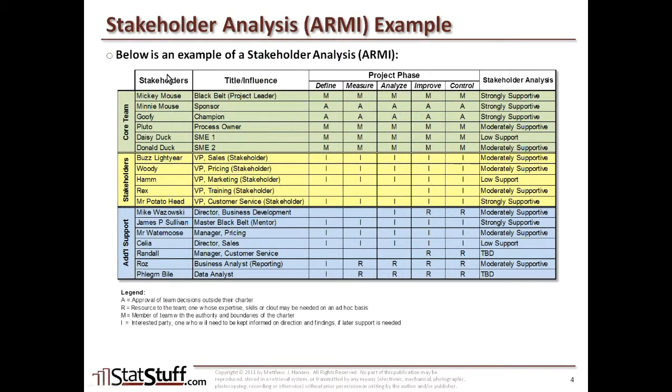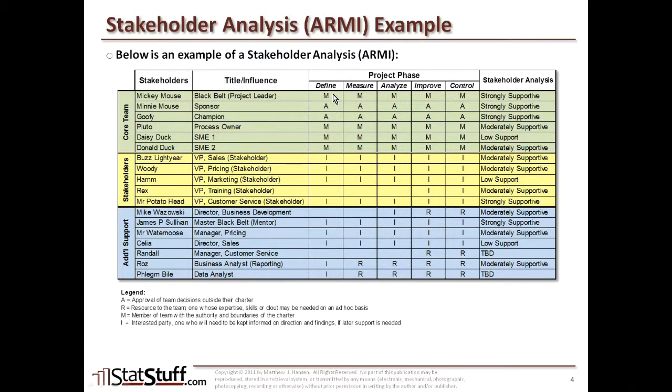So we might list the names of those folks under this column here for stakeholders, and we might identify next the title that they might have or the level of influence that we might expect them to have within our particular project. And then next to that, we break out the DMAIC methodology in each of the 5 different phases and identify the level of support where we think that person is, or the role they might play within each of the phases of the project.